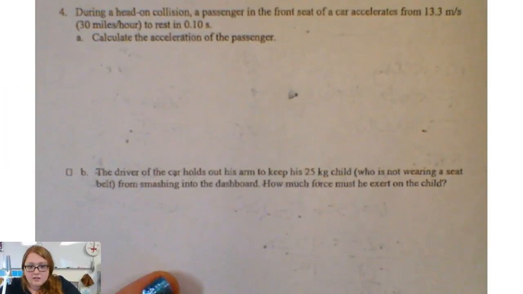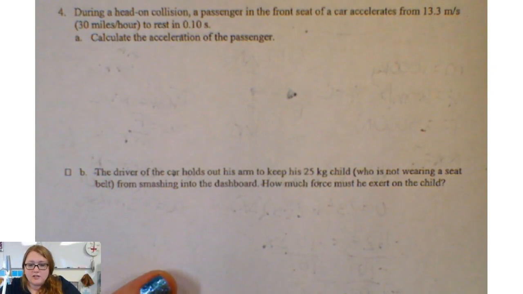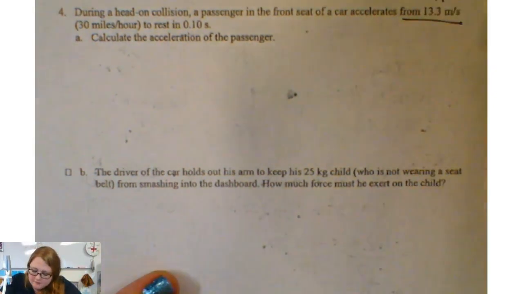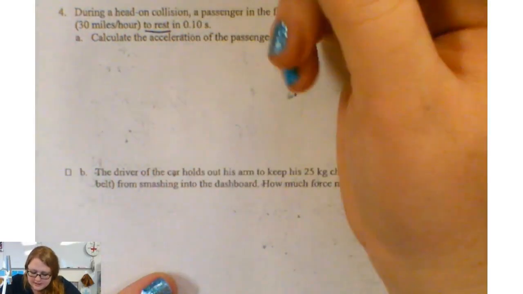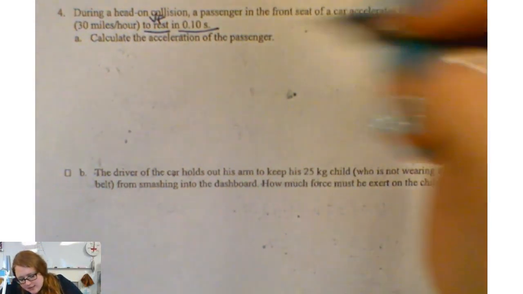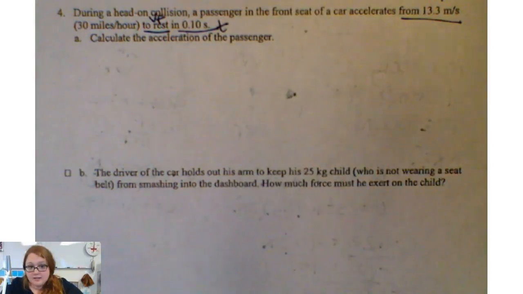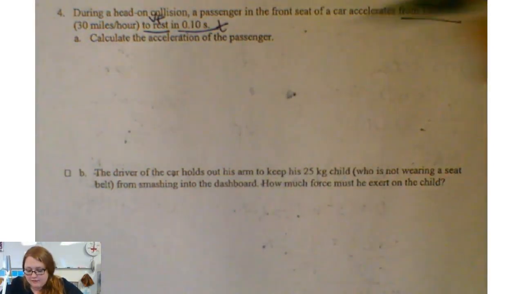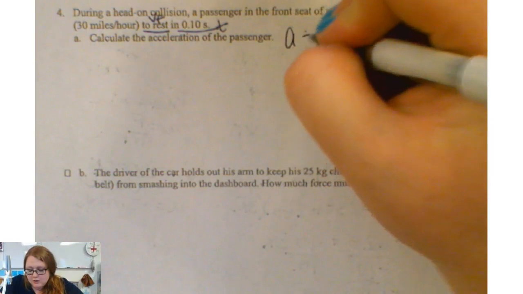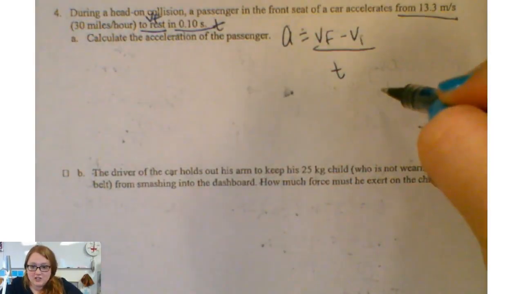During a head-on collision, a passenger in the front seat of a car accelerates from this speed, so there's a VI, to rest. That means my VF is going to be 0 in 0.1 seconds. Seconds is a unit for time, so that's T. Calculate the acceleration. So this is straightforward. If you have VI, VF, and T, we use this equation. This is the definition of acceleration.